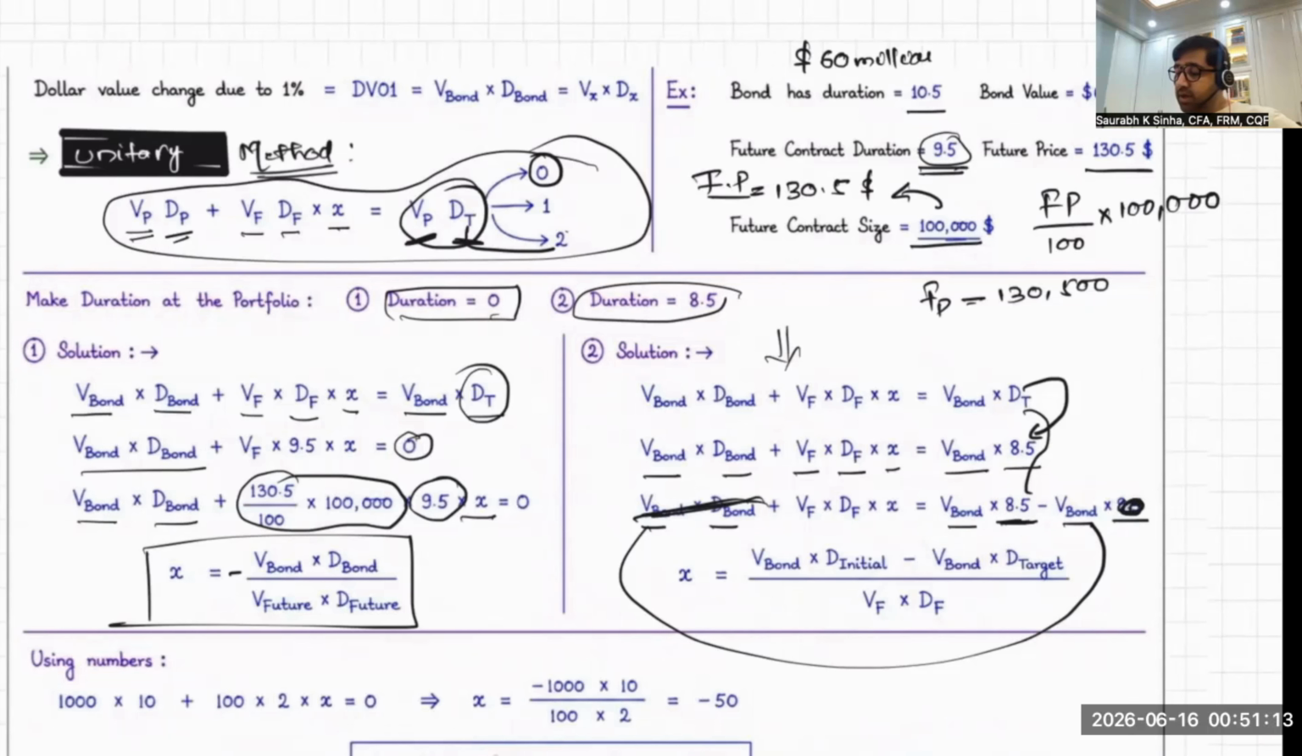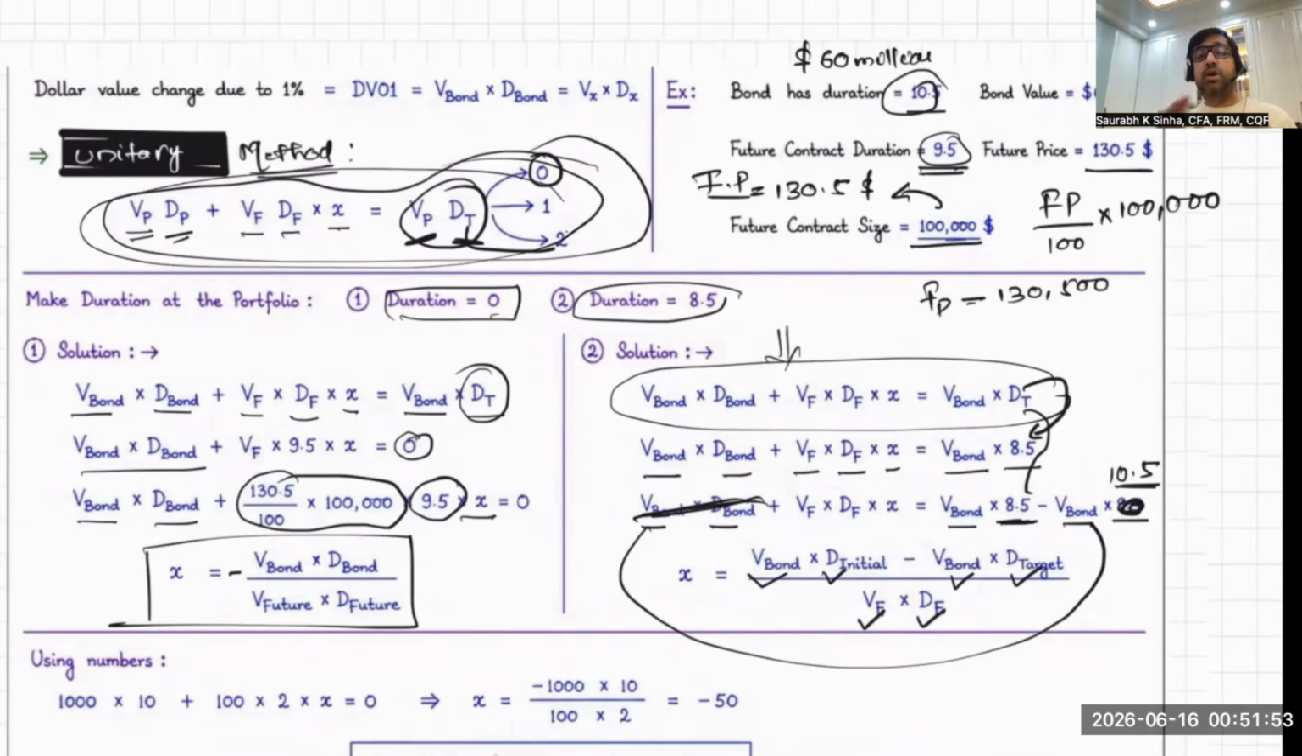And the duration of the bond is given as 10.5. So I'll write 10.5, not 9.5. That is the duration of the future contract. So the final formula will become the value of the bond into the initial duration minus value of the bond into target duration, upon the value of the future contract into the duration of the future contract. That's it. You only have to remember this formula. That's it. And it will work.